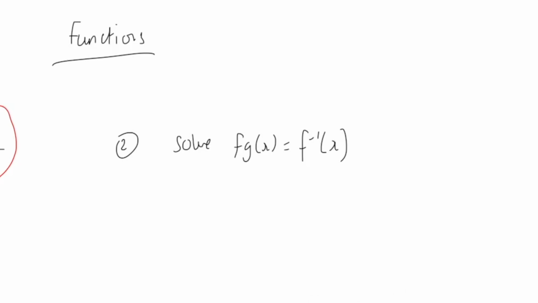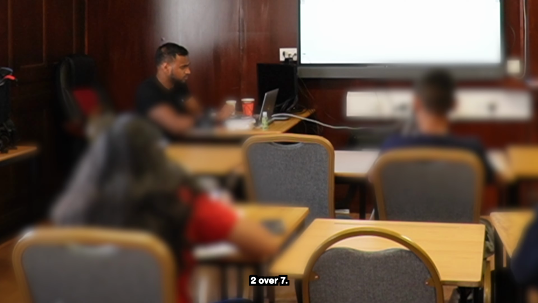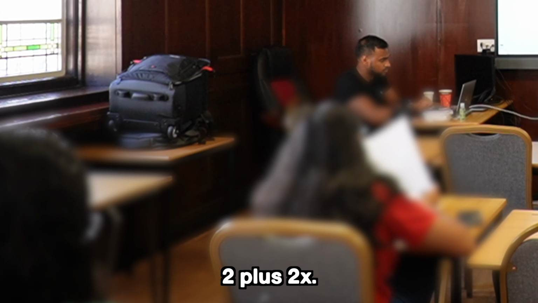Okay, the second one. Oh, we found fg of x already, isn't it? For the second one, so this is easy. What was the fg of x? What did we have? 2 over 7? No, that's when you solve for x before equating it to 3. What was it? 8 minus x over 2 plus 2x.